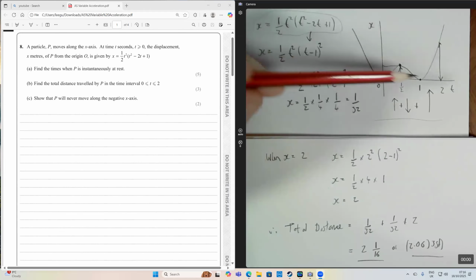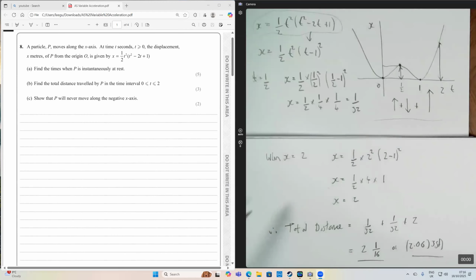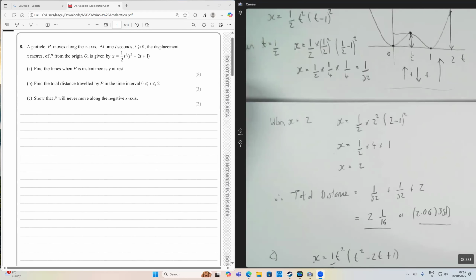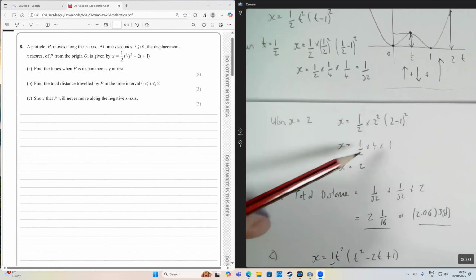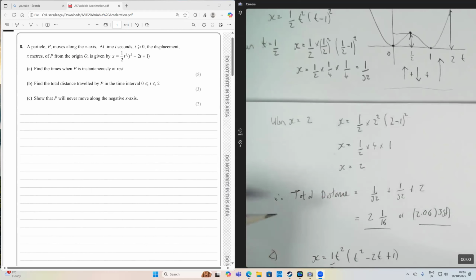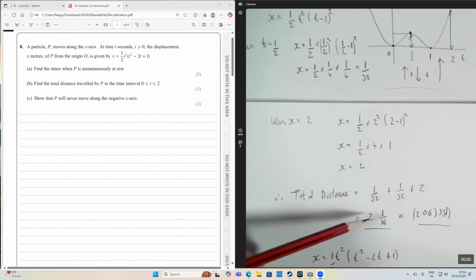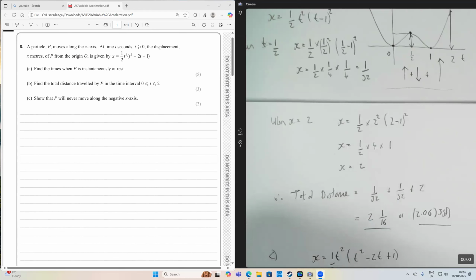Okay, so we know that what happens is it goes 1/32 out, 1/32 back. So now we just need to find out how far has it traveled here at 2 seconds. So let's sub in t equals 2 in order to calculate that. When t is equal to 2, we have 2 squared times 2 minus 1. So it's going to be 1/2 times 4 times 1, which is 2. So therefore, the total distance traveled is 1/32 add 1/32 add 2, which is 2 and 1/16, or 2.06 if you're choosing to write that as a decimal.